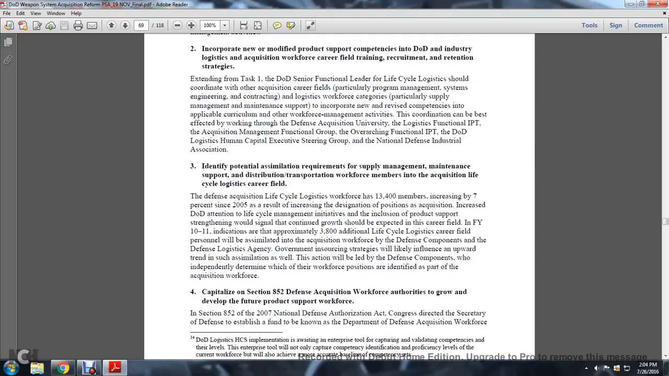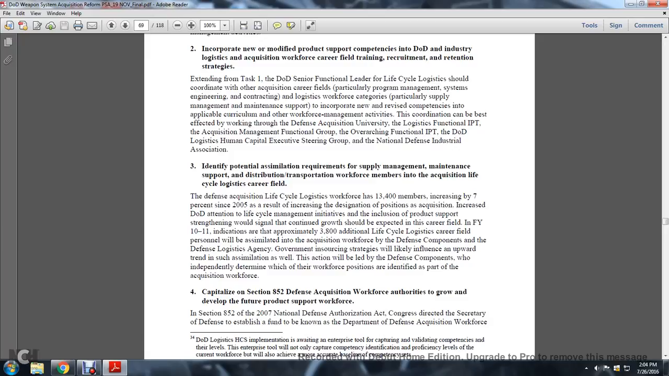3. Identifying potential assimilation required to supply management, maintenance, support, distribution, and transportation workforce members into the acquisition life cycle of the logistics career field. The defense acquisition life cycle logistics workforce is at 13,400 members, increasing by 7% since 2005 as a result of an increasing designation of acquisition positions and increased Department of Defense attention to life cycle management initiatives. Inclusion of product support strengthening would signal continued growth should be expected within the career field.